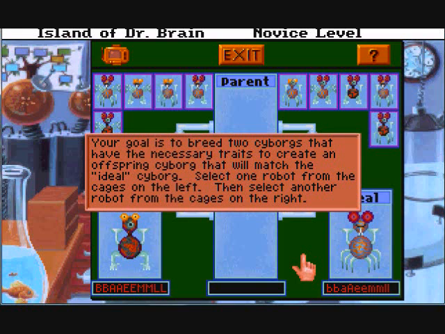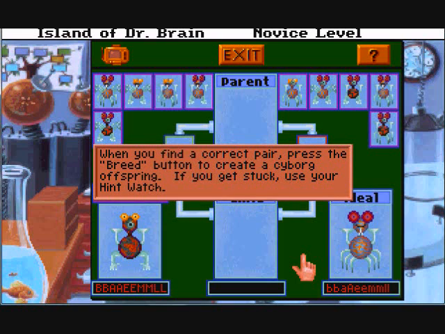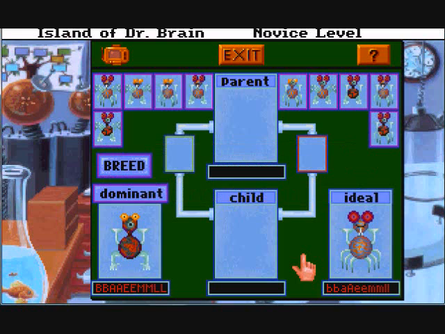Your goal is to breed 2 cyborgs that have the necessary traits to create an offspring cyborg that will match the ideal cyborg. Select one robot from the cages on the left, then select another robot from the cages on the right. And mix them together in a horrible scientific nastiness. When you find the correct pair, press the breed button to create a cyborg offspring. If you get stuck, use your hint watch. Or breed them again!